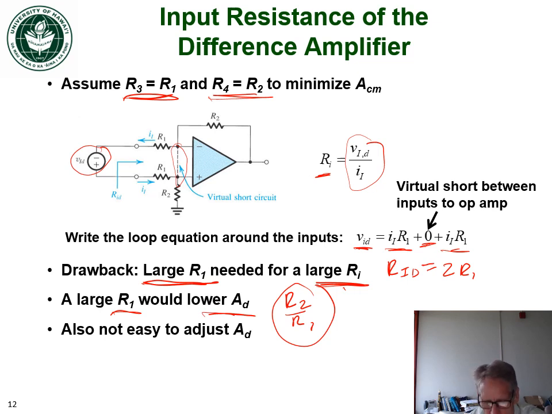The other drawback of this is that with this particular circuit, it's difficult to adjust the gain. If I want to adjust the gain, I have to adjust R2 or R1, which means I have to adjust two resistors in either case. Either R1, there are two R1 resistors, or we need to adjust both R2 resistors. And that turns out to be a drawback. We'll learn about how we can potentially correct that in the next lecture.